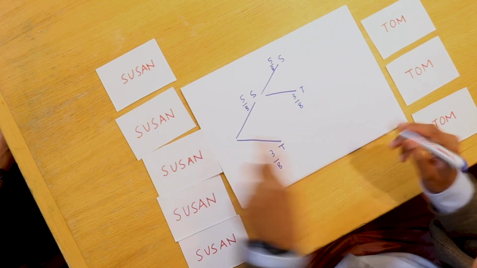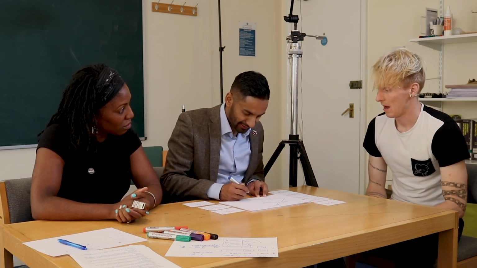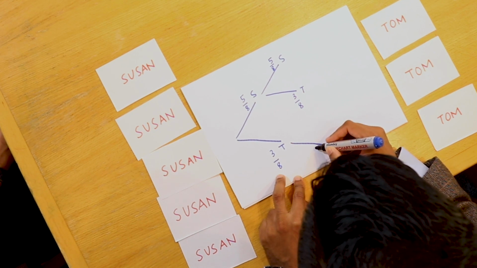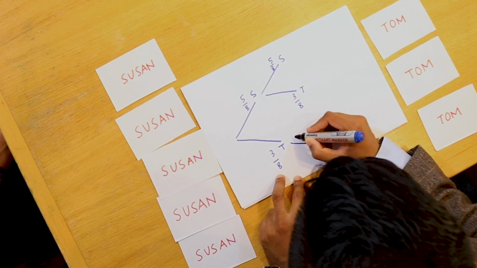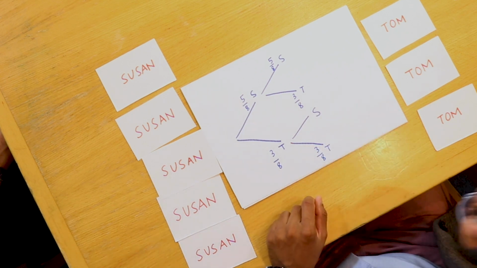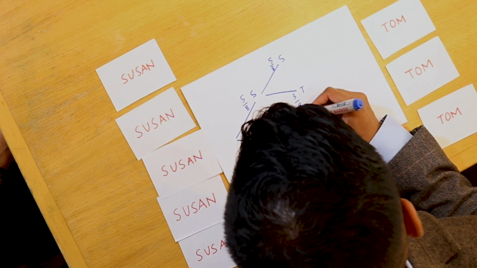But imagine we picked Tom the first time round, and then again replaced it. What's the chance of picking Tom again? It's the same because we put it back. There are still 3 Toms out of the 8 cards. And the chance of picking Susan? 5 out of 8.